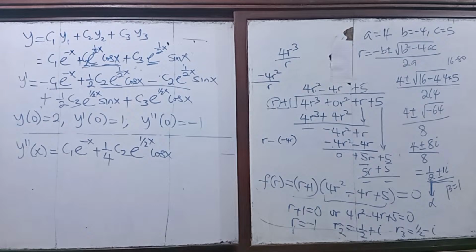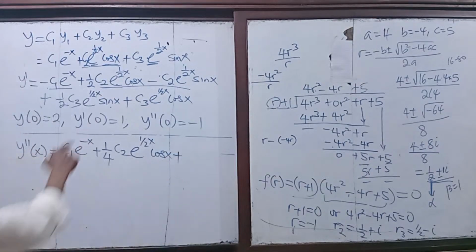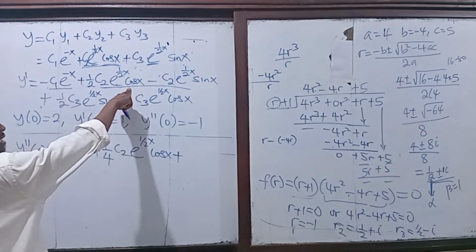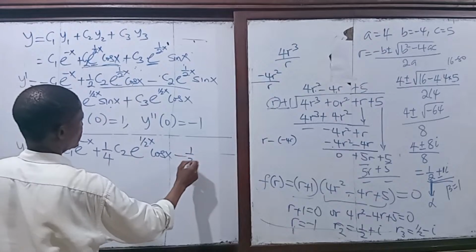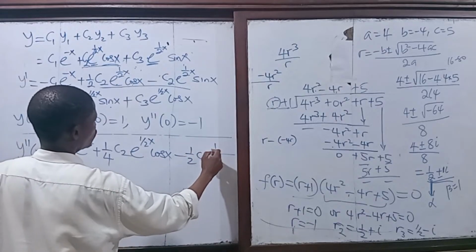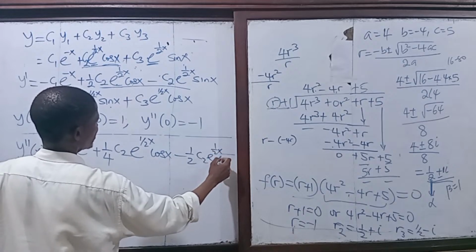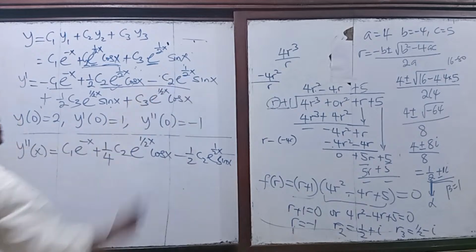Okay. Now keep the e function constant and differentiate the cosine, which is minus. So that will give us minus half C2 e to power 1 over 2x sine x. So I'm done with this one. I'll come to this place now.